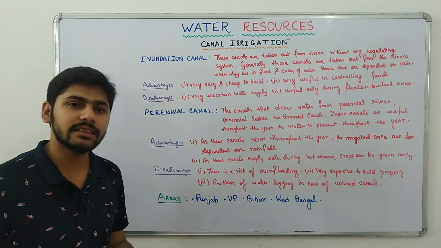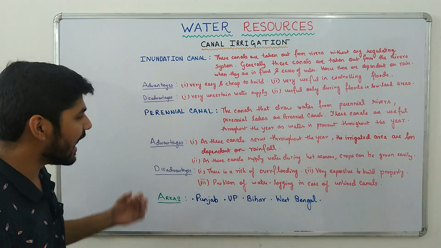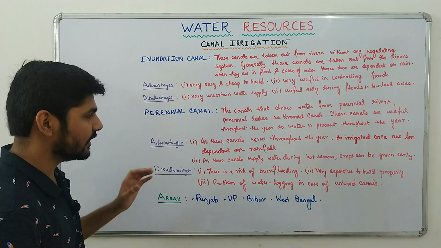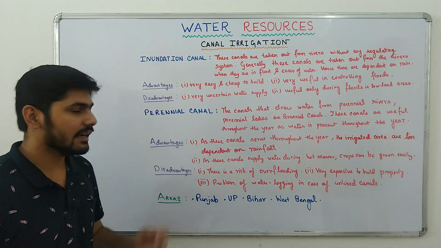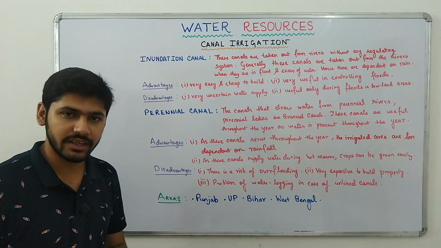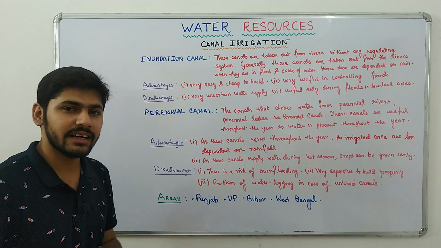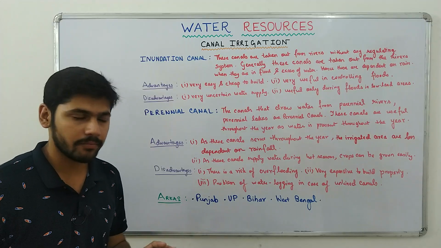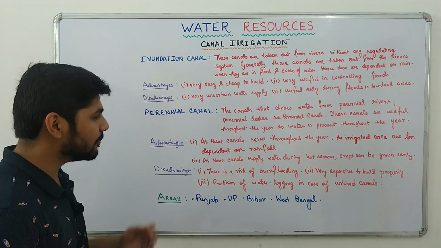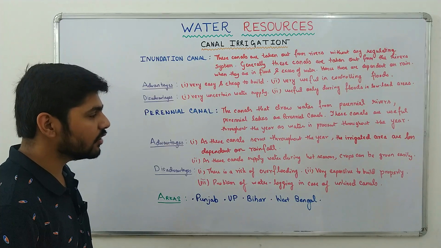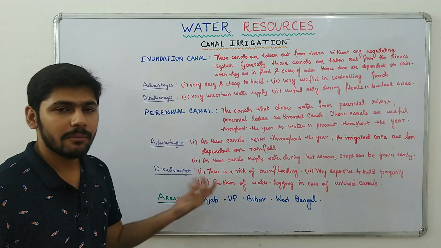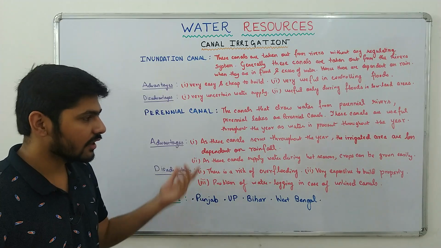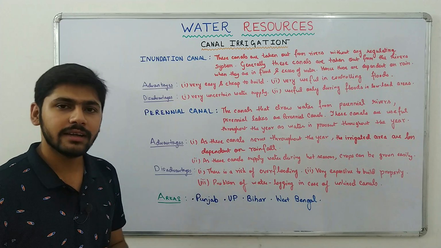Then what are the advantages of perennial canal? First, as these canals serve throughout the year, the irrigated areas are less dependent on rainfall. Now as I told you, in perennial canals water is present all throughout the year. So the areas irrigated by perennial canals become very less dependent on rainfall. The second one, as these canals supply water during hot seasons, crops can be grown easily. Again the same thing, perennial canals supply water all throughout the year. Hence during the hot seasons also water is supplied, so crops can be grown easily.